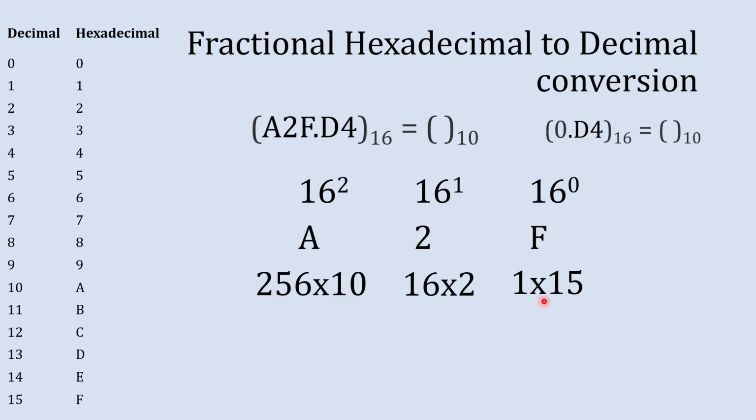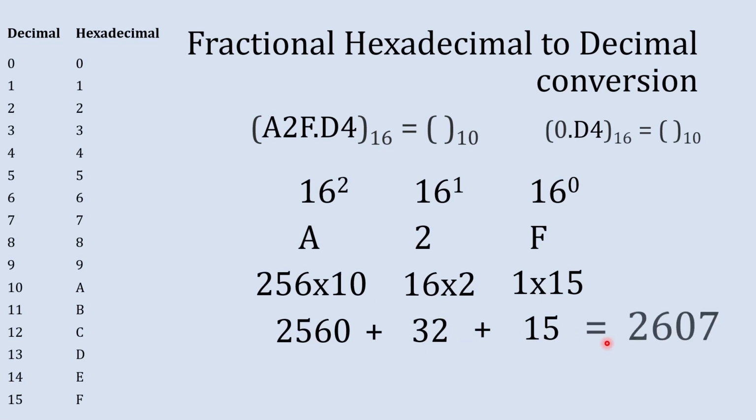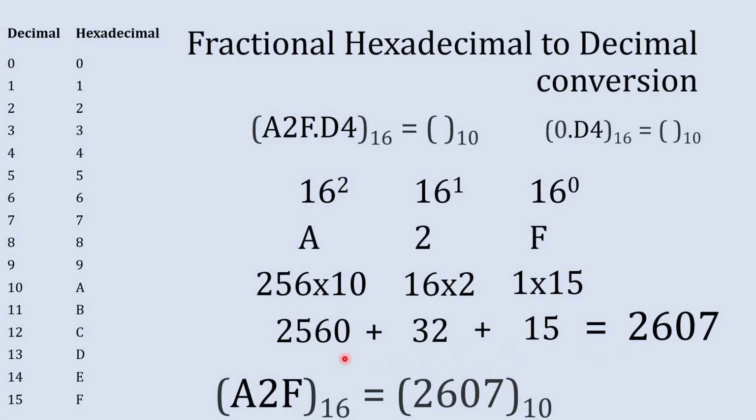So now finally we are going to add all these numbers together. So 2560 plus 32 plus 15. When we add these numbers together, that gives us 2607, and that is the decimal equivalent of this hexadecimal number. And now it's time for the fractional part.